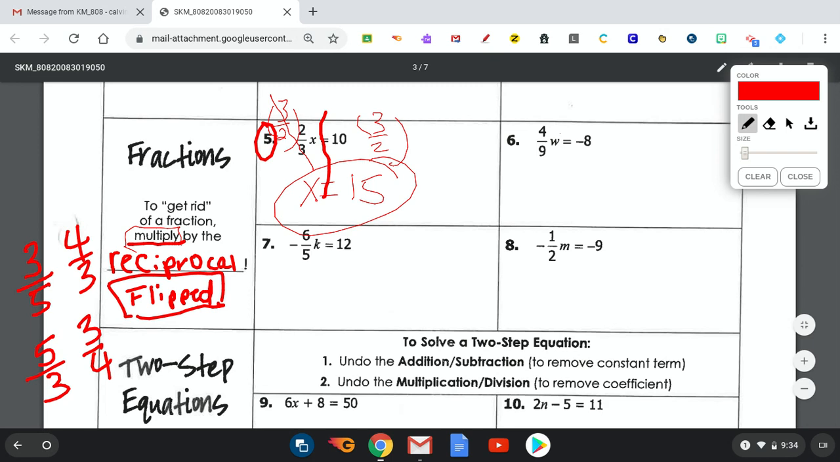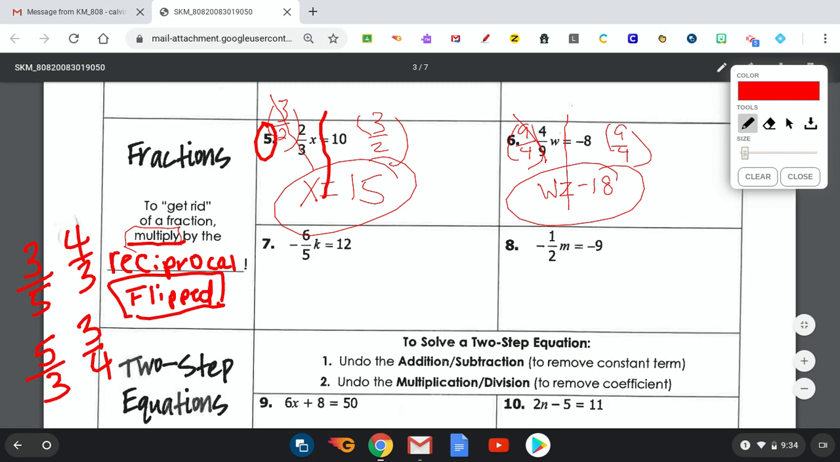Okay. So whatever I do on one side, I have to do on the other. Okay. So look at number 6. Again, I'm going to multiply by its reciprocal. Here's my line. Whatever I do on one side, I have to do on the other. So I'm going to multiply by 9/4 to get rid of that fraction. Remember, we're getting rid of it, so that means it cancels out. So that cancels. This leaves me with W over here, which is what I want. And then negative 8 times 9/4 is negative 18. And that's my final answer.